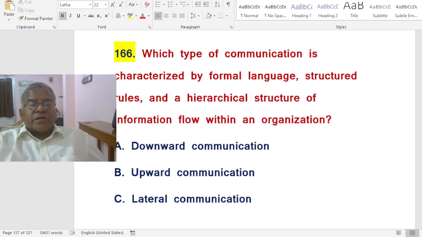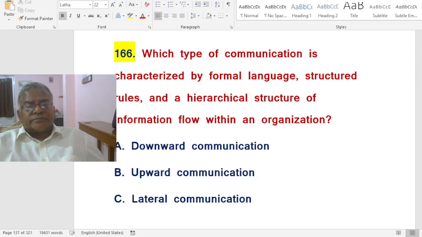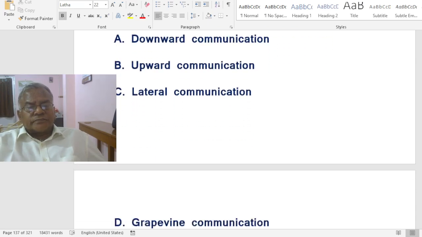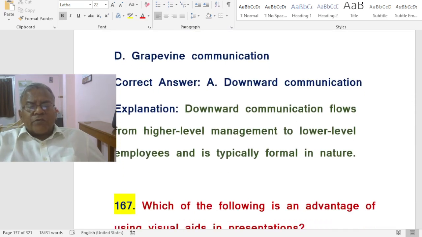Which type of communication is characterized by formal language, structured rules, and a hierarchical structure of information flow within an organization? Downward communication. Downward communication flows from higher level management to lower level employees and is typically formal in nature.